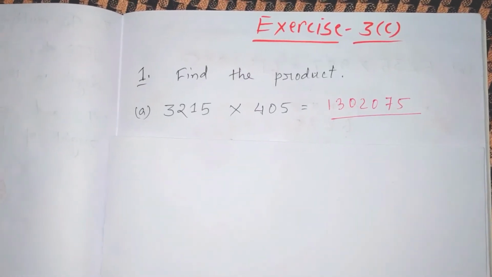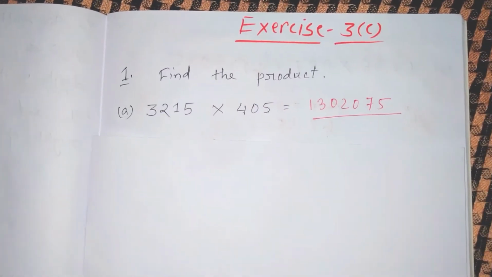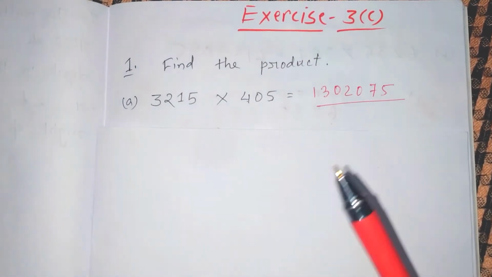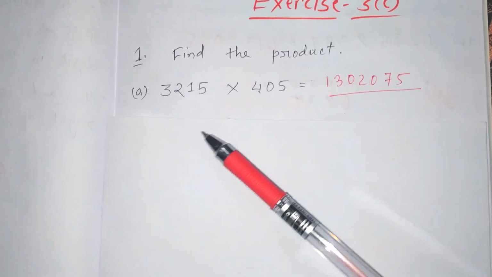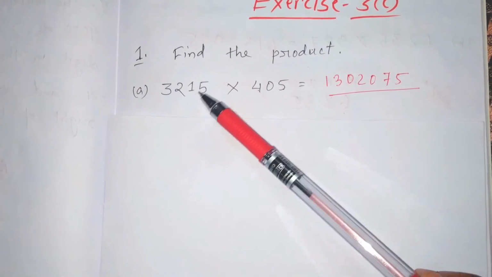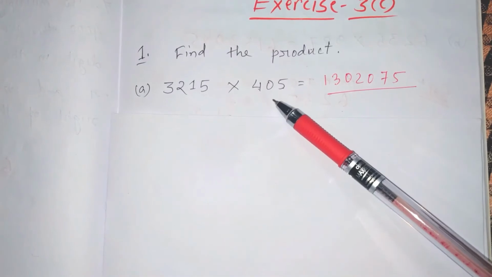The first question is find the product. So I have taken the first question 1a. You see the number 3215 is to be multiplied with 405. That means you have to multiply 3215 with 405. So you can say this 3215 is the multiplicand and 405 is the multiplier, isn't it?